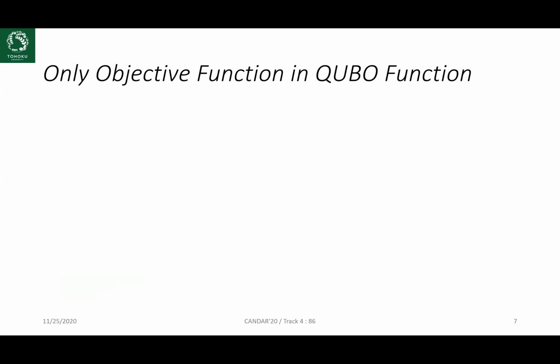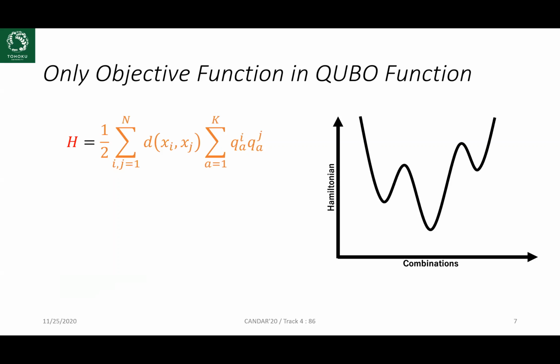First, I explain how to minimize a QUBO function containing only the objective function by SA. This figure shows an image of the SA algorithm. Hamiltonian on the y-axis is the value of the QUBO function. SA searches for smaller Hamiltonian of combinations by gradually varying the elements that make up the combinations.